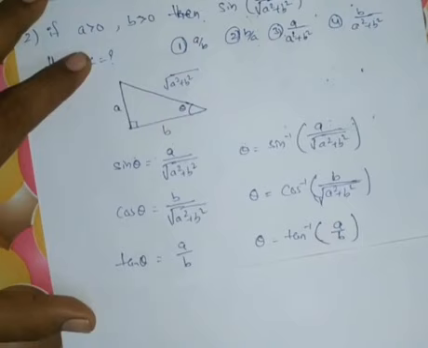Next, tan theta equals opposite side by adjacent side. By sending the sin to the other side, we get theta is equal to sin inverse of a by under root a square plus b square. From cos theta we can write theta is equal to cos inverse of b by under root a square plus b square, and theta equals tan inverse of a by b.